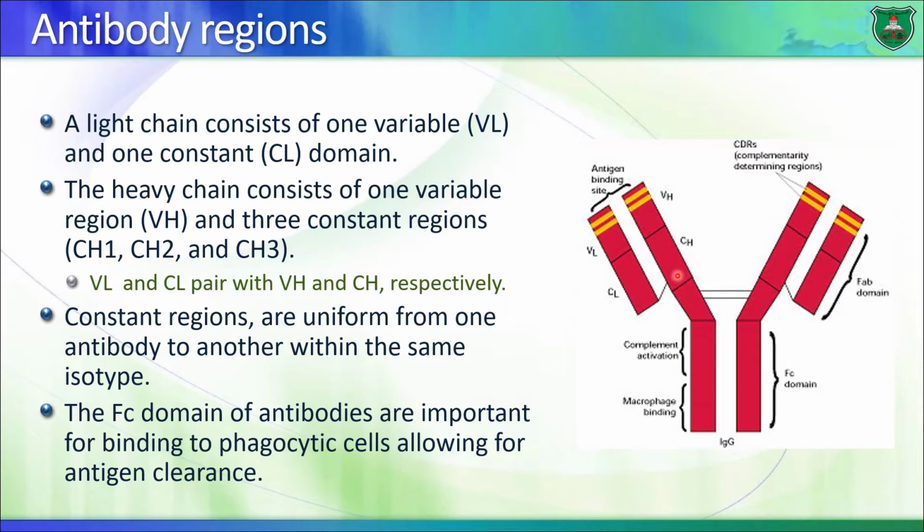So as I said, you have antibodies having the same constant regions, but they differ in the variable region. Now something else is that you have what is known as the Fc domain. This Fc domain is important for linking, binding, associating the immunoglobulin to the surface of phagocytic cells.